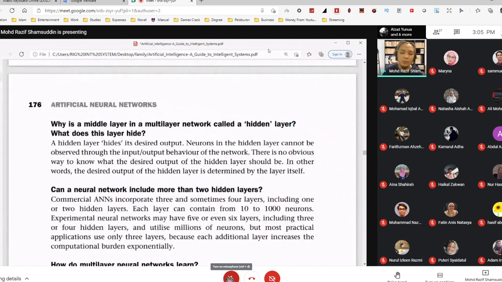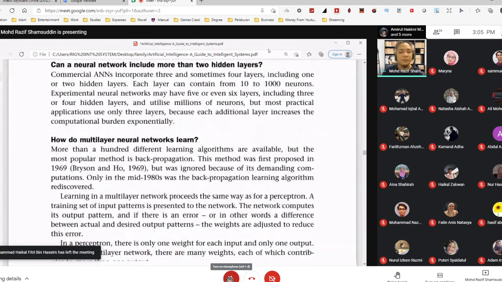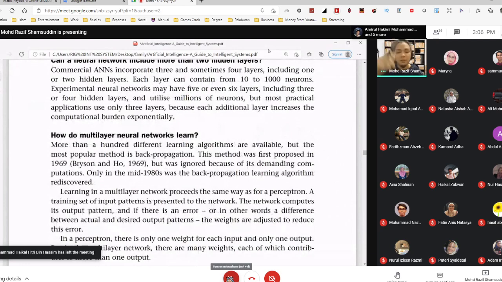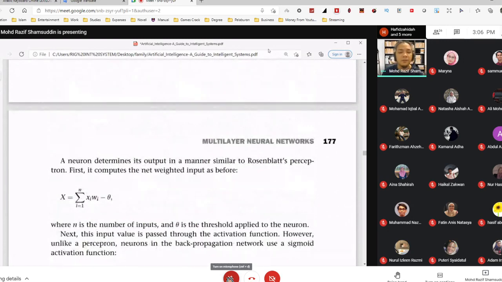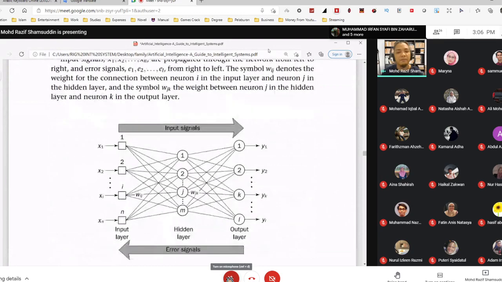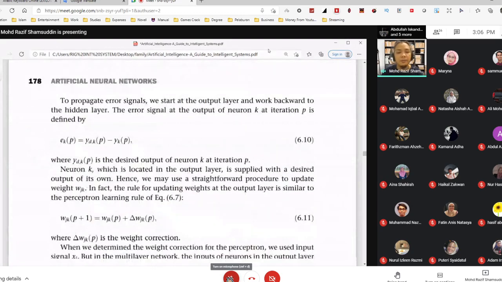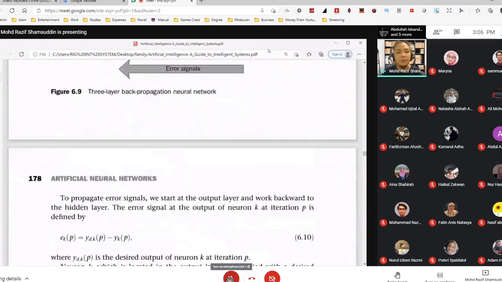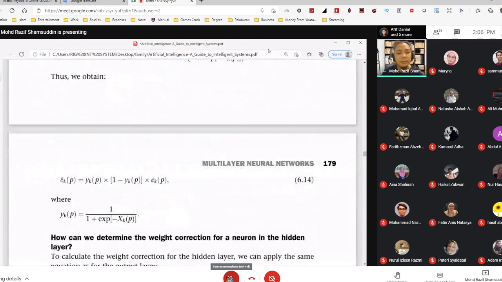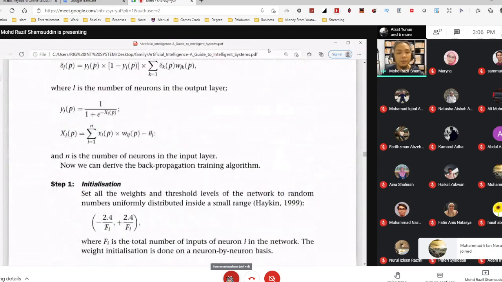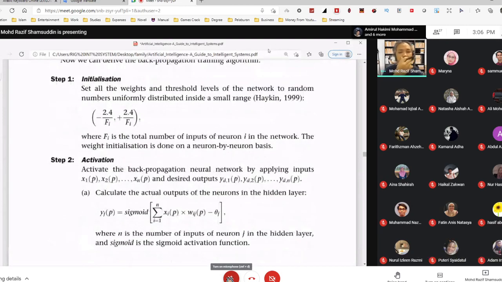Why did I always tell you to remember the steps of the perceptron? Because in backpropagation, there is an explanation here that you can read later. I'll just go straight to the explanation, but please have a look at it and read it on your own. If you read it, you will have some idea on how to write your own multi-layer perceptron algorithm. The steps are the same.